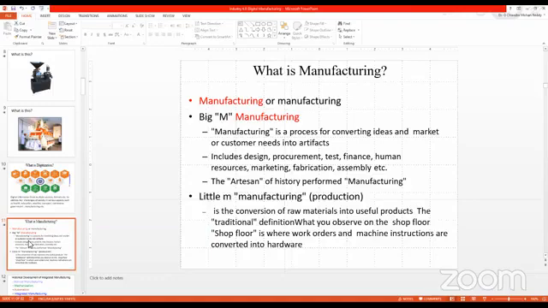Little manufacturing is conversion of raw materials into useful products. The traditional definition, what you observe on the shop floor, is where work orders and machine instructions are converted into hardware. In the case of bigger manufacturing, converting ideas in the market or customer needs into artifacts includes design, procurement, test, finance, human resource, marketing, fabrication, assembly, and much more than this. So the artisan of history performed manufacturing.